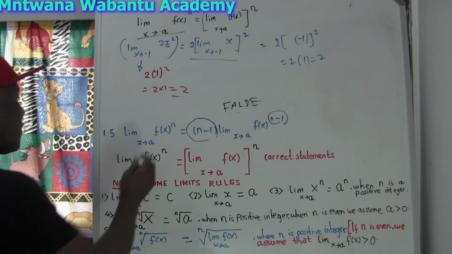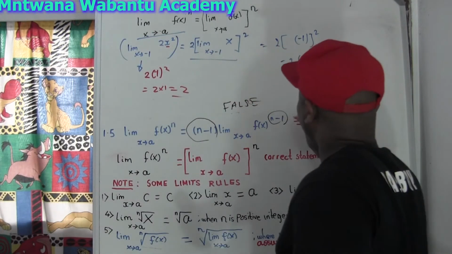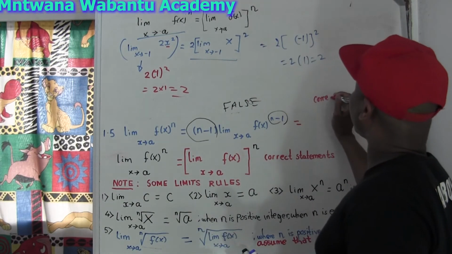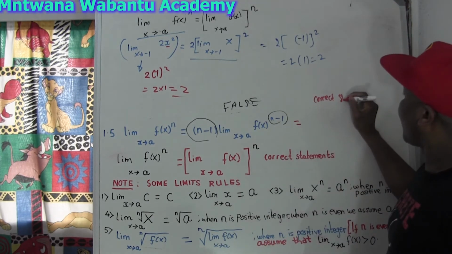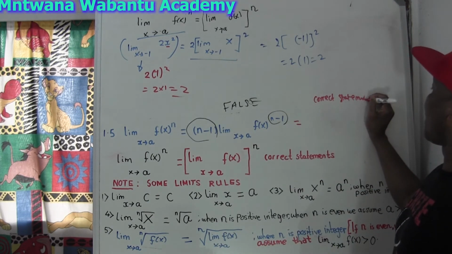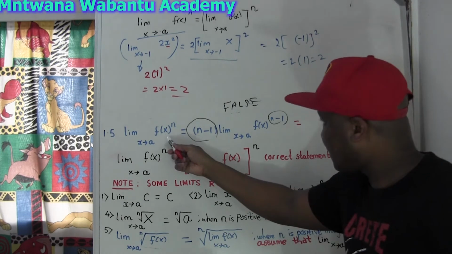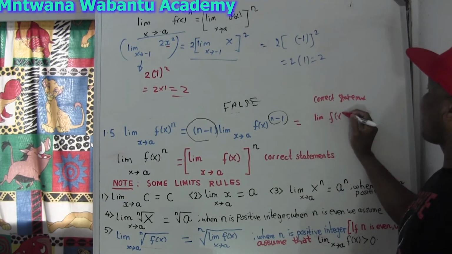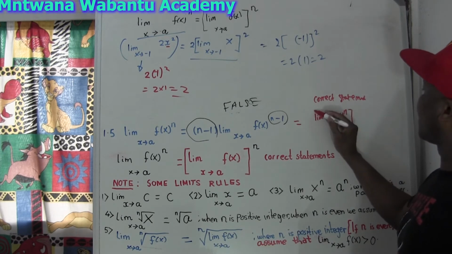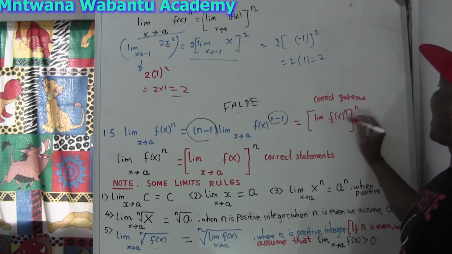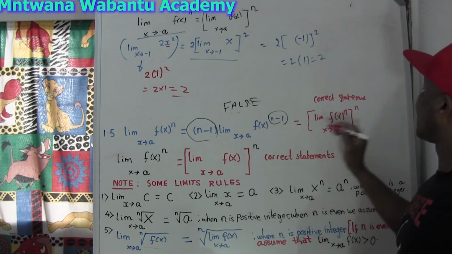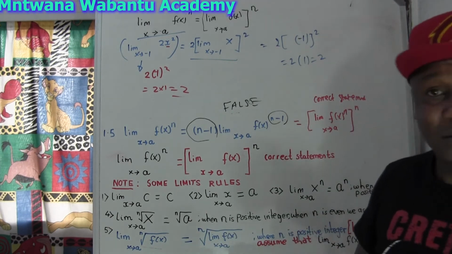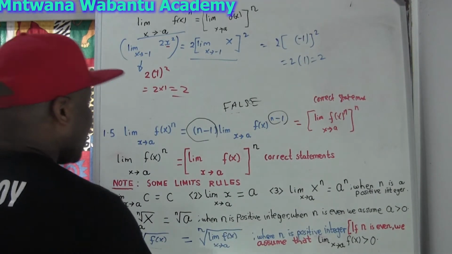So yeah, this is false, but the correct statement should be this one here. It means this is going to become the limit of f(x) to the power n, as x approaches a, and you're done. You know what I'm saying? Done. So that's how you get it, man.